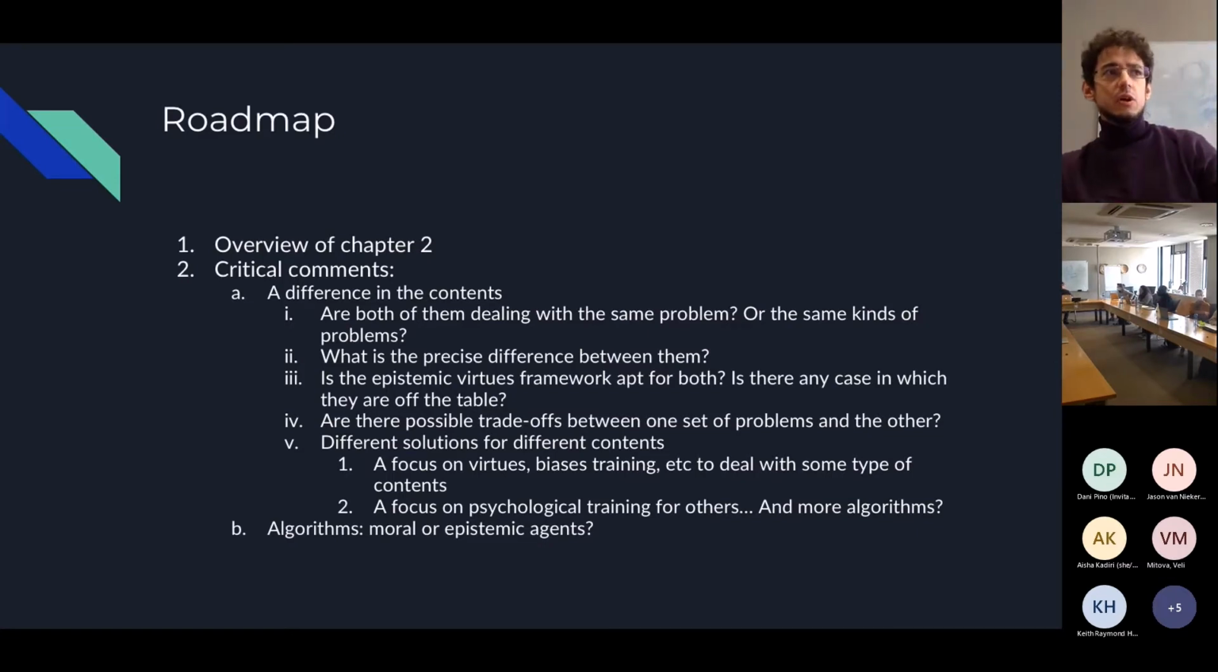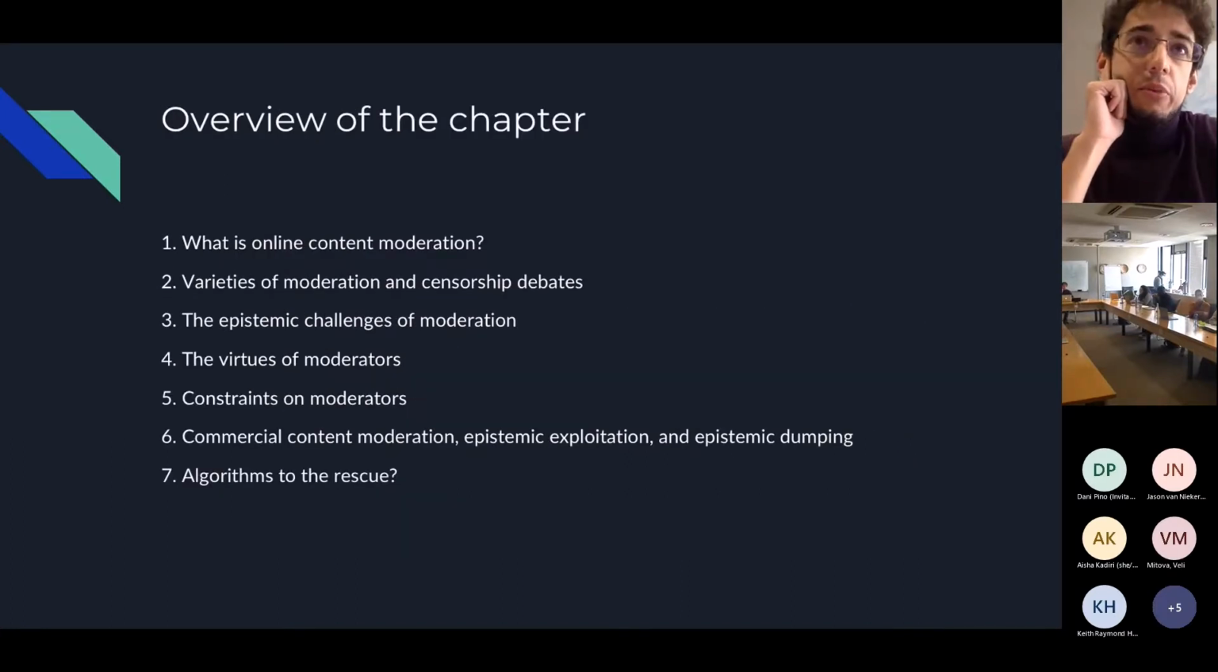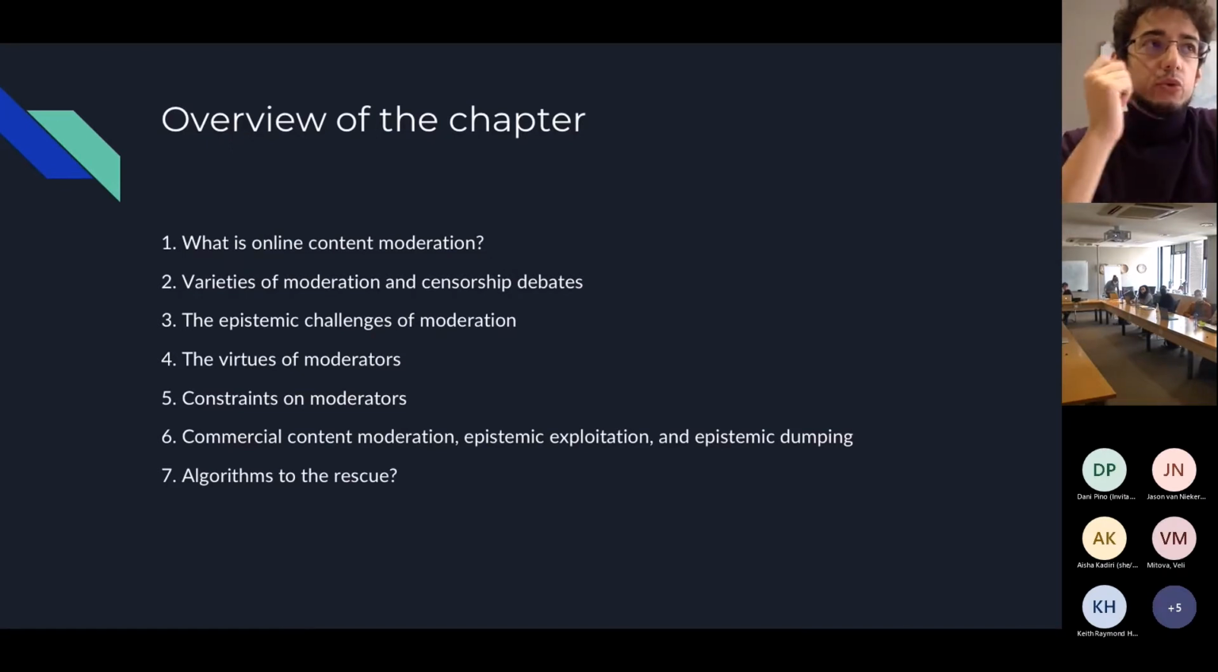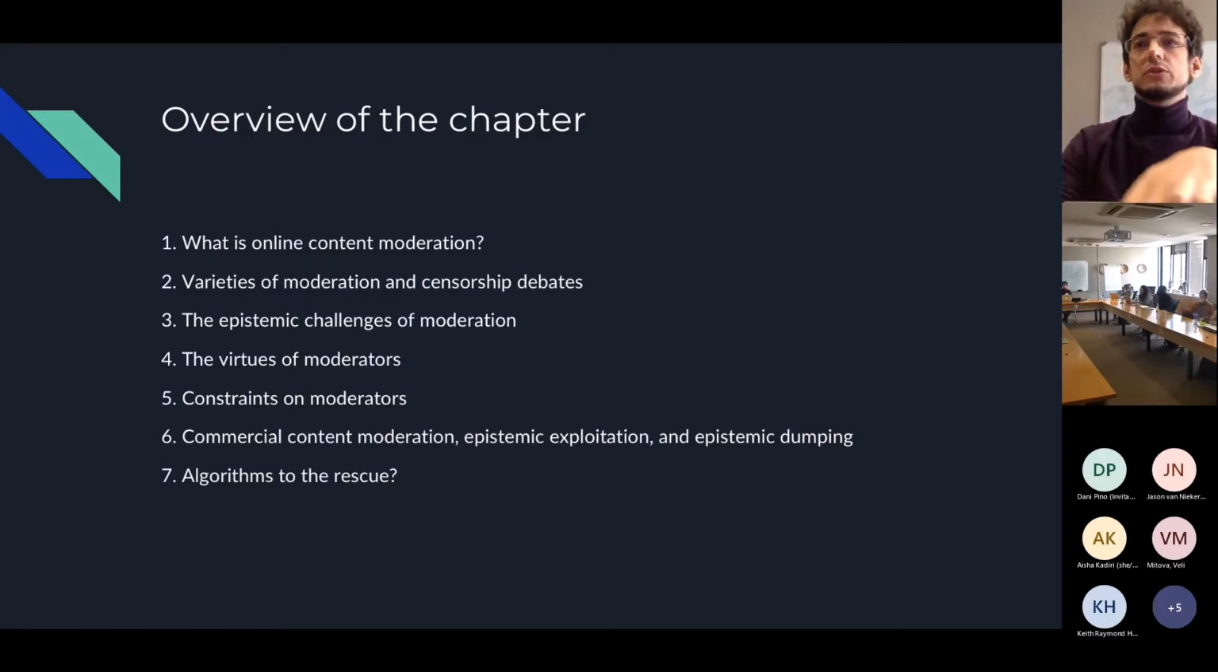Drawing on some of the overview I will provide. So here I have included the index that appeared in the book, just to give you a quick glance at the topics being discussed here. First, what is online content moderation, varieties of moderation and censorship debates, which will be very relevant to the point that Abe will make. The epistemic challenges of moderation, virtues of moderators, constraints of moderators, commercial content moderation and epistemic exploitation and epistemic dumping, and last, the algorithms. For my critical comments, I will talk more about the constraints of moderators and the commercial content moderation.